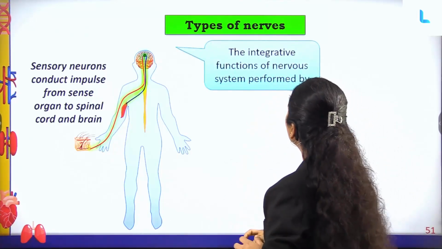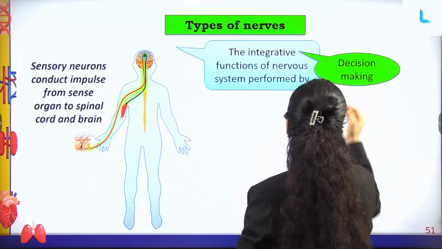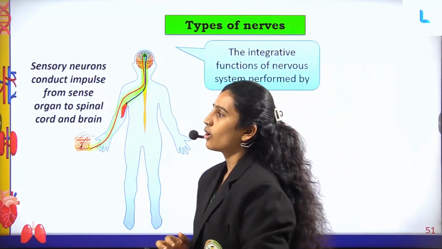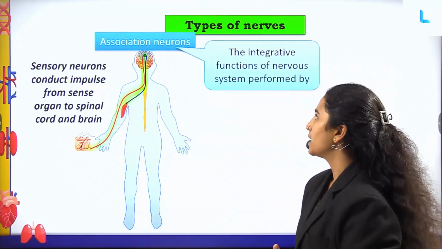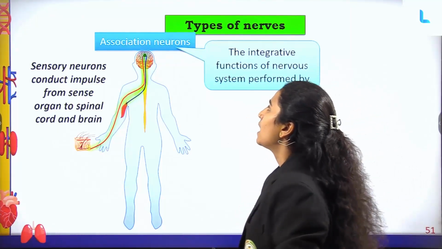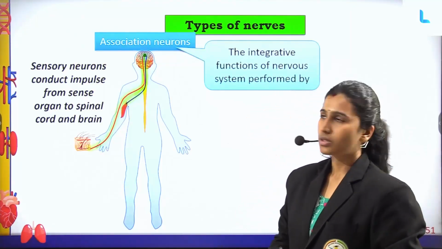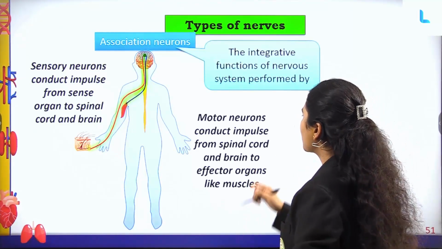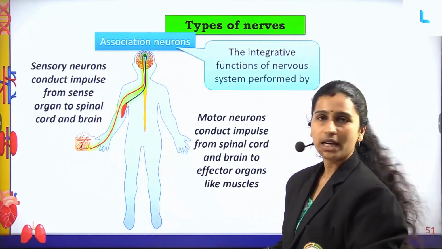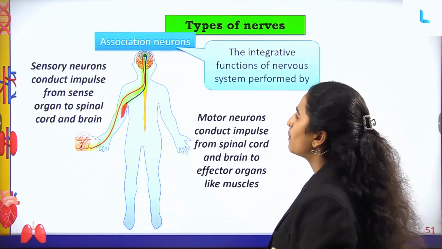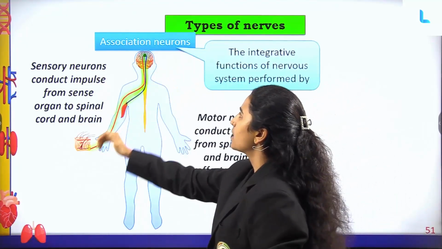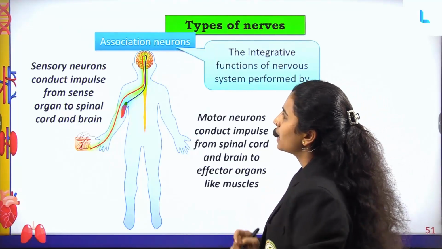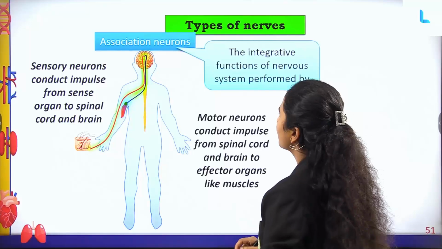Now the integrative function of the nervous system is decision making. The main activity of the nervous system is its decision making capability. This happens with the association of neurons only. Motor neurons will conduct impulses from the spinal cord and brain to effector organs like muscles. So from the brain till the muscles the information is passed. How will this happen? We'll see. Both will take place with the association of neurons only.